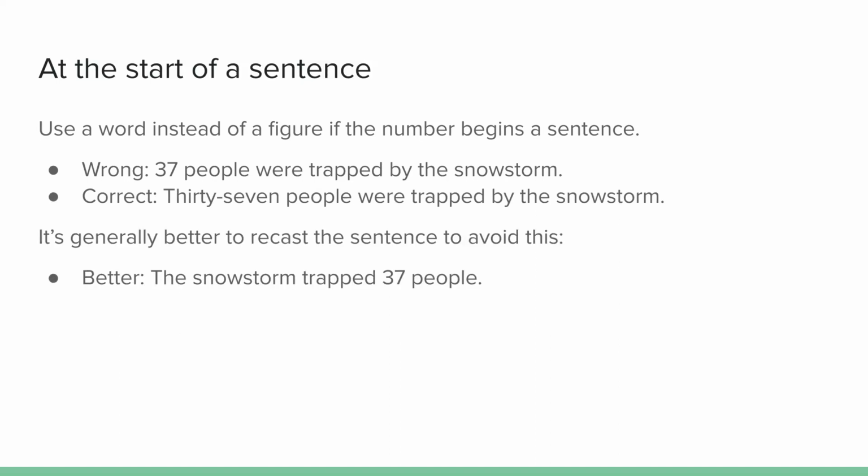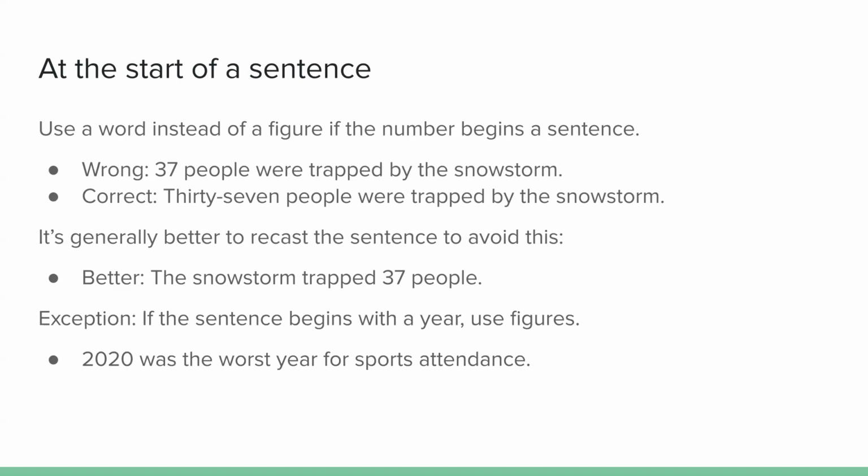The snowstorm trapped 37 people. That's a better sentence anyway. It's shorter, avoids passive voice. But the point is it gets that number out of the beginning there. And you can use the figure and you're still following style rules. One exception to this, if the sentence begins with a year, go ahead and use figures. 2020 was the worst year for sports attendance. Okay, that's a number. You're allowed to do this. This is correct AP style. You wouldn't have to spell out 2020 as words.